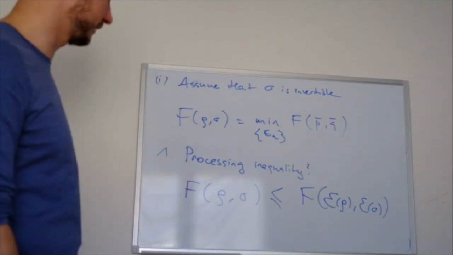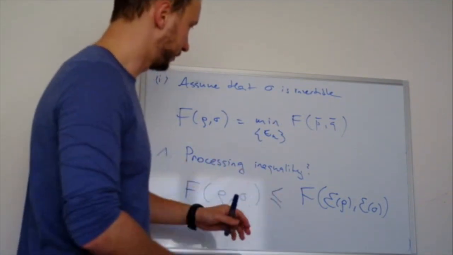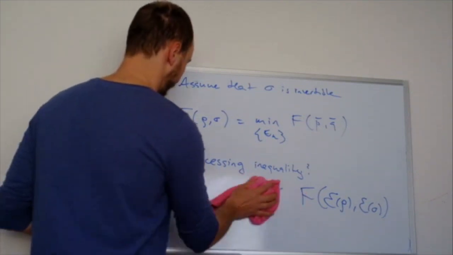Same thing for the trace distance, changing the sign here because it's not a distance, but a fidelity, right? So that's the first thing.